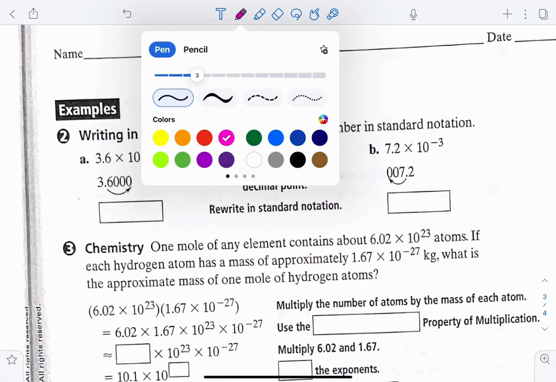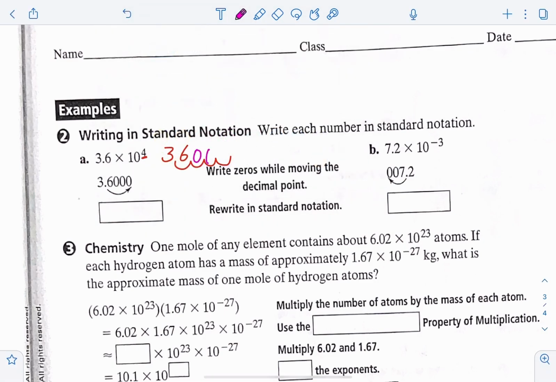So I draw the little loopies underneath, and then I go back and I add zeros to see how many zeros I'm going to need in my answer. So my answer is going to end up being 36,000 because I have moved it 4 places, 1, 2, 3, 4, and then put the zeros, which means I need to have 3 zeros at the end of it.